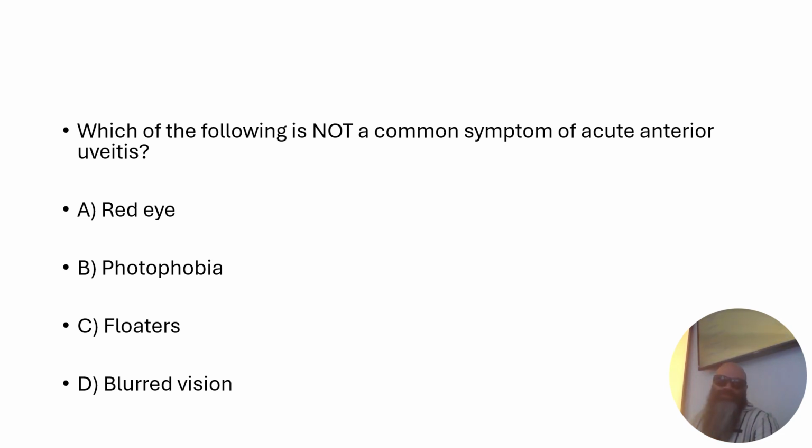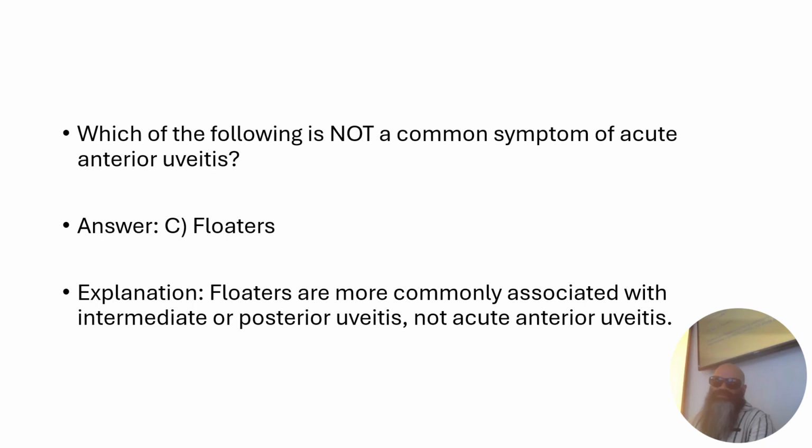Okay. All right. So this next one here. Which of the following is not a common symptom of acute anterior uveitis? You want to take a shot? C? Floaters? Yes. Correct. It's the vitreous body that the floaters are produced in. Little pieces of the vitreous gel-like substance are breaking off and getting in your field of vision. So, good work there.